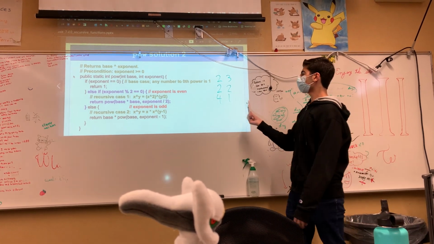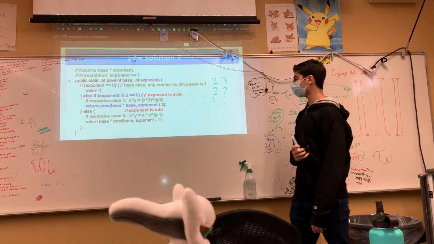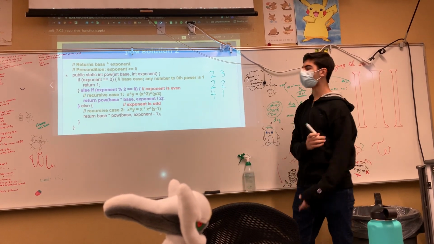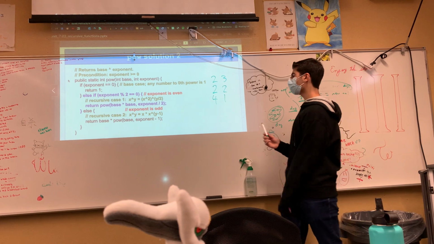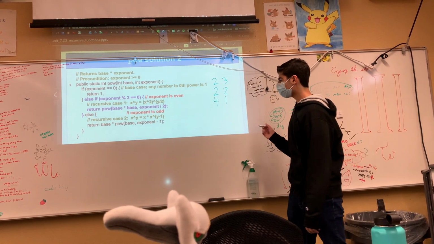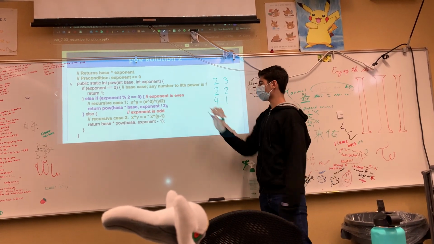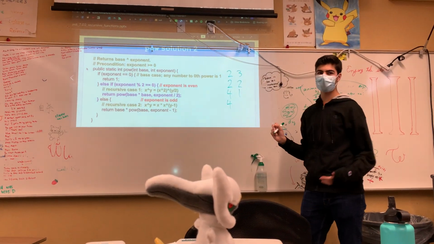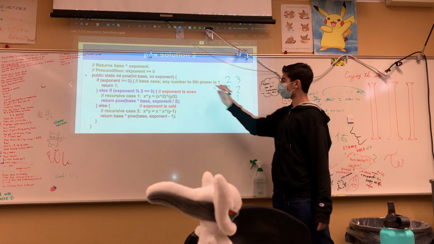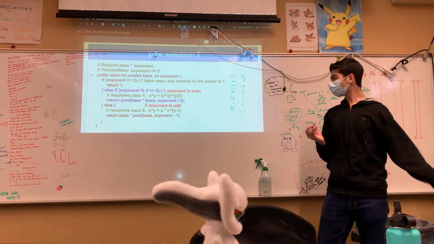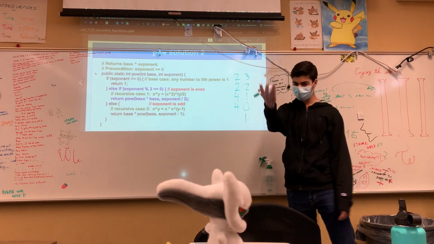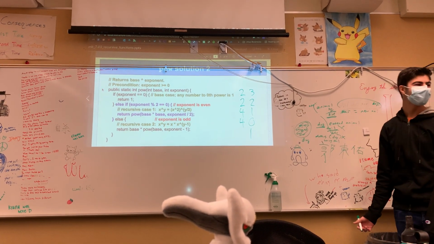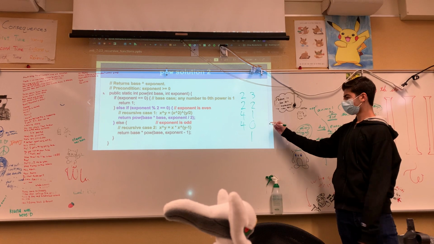So is our exponent equal to 0? No. Is our exponent mod 2 equal to 0? No. So it goes here, and it goes through the method one more time with our base as 4, and our exponent as 0. So is our exponent equal to 0? Yes, and it returns 1. Now, Mr. Yan, do the magic. 1 times 4.